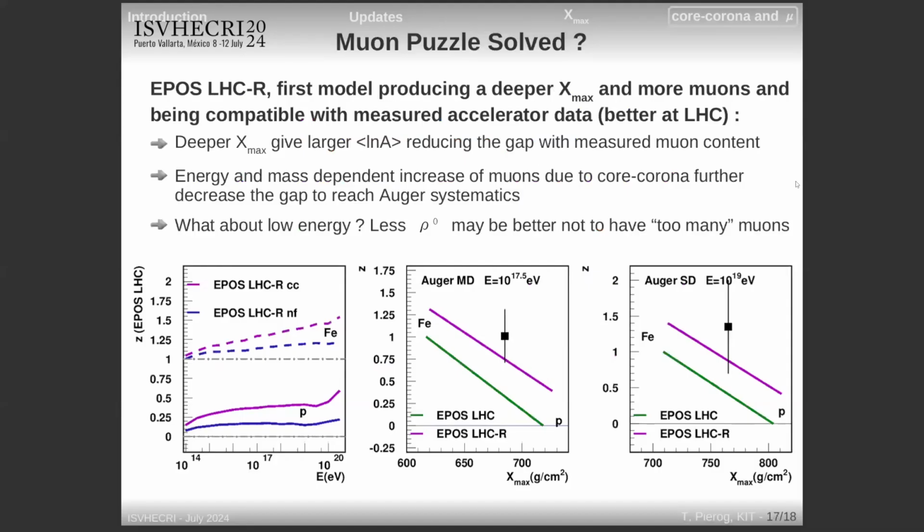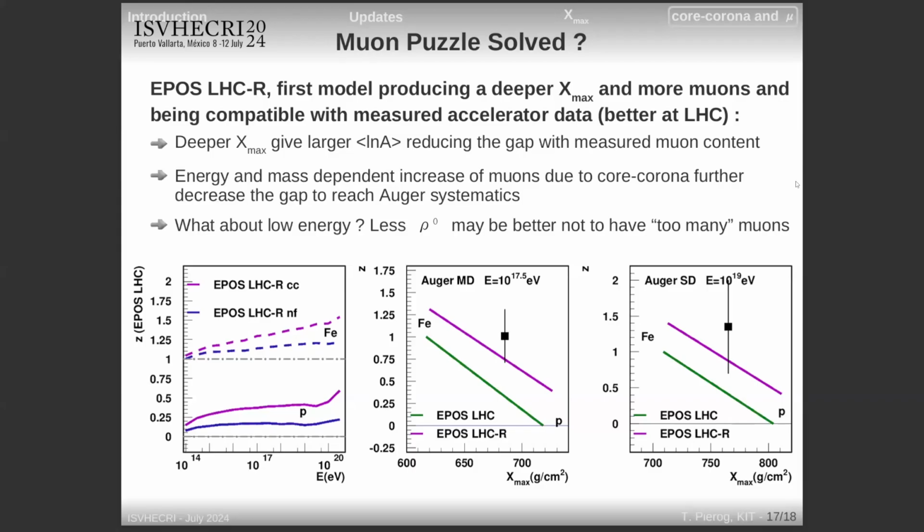Okay, just to conclude, is it enough for the muon puzzle? Indeed, it seems to be. So this is QGSJET compared to EPOS LHC. You see that this is without core corona, just the new one with the rho, and this is with core corona, for proton and for iron. So the first thing is you see that you seem to have, especially for iron, an energy dependence. So that's really interesting also. And for protons, yep, also.